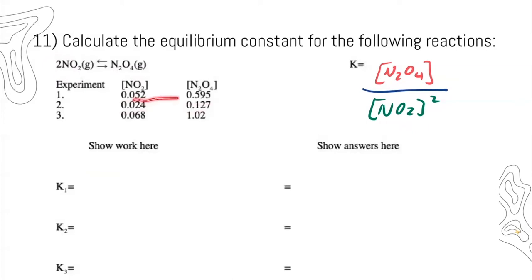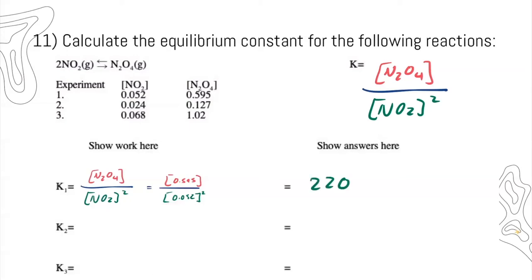Now that we have our expression, we can calculate our equilibrium constant. We're given our concentrations at different times. So let's use that to find our equilibrium constant. For my first experiment, I'm just going to use my expression, and then I'm going to plug in the data from my table. For experiment 1, my concentration of dinitrogen tetraoxide was 0.595, and my concentration of nitrogen dioxide was 0.052. Plugging that into my calculator, I get an equilibrium constant of 220.